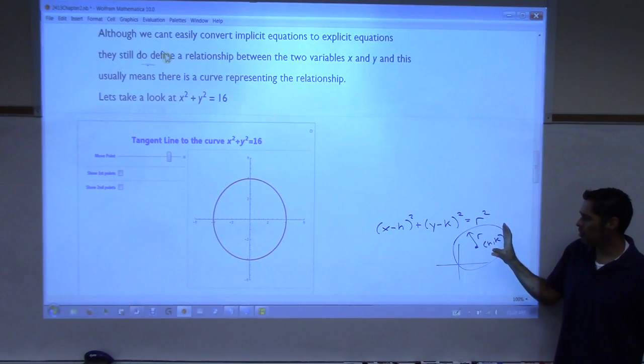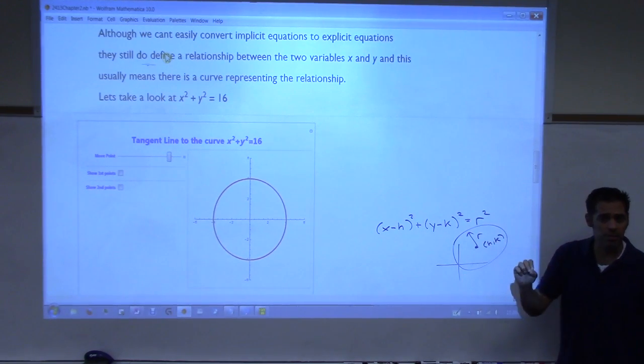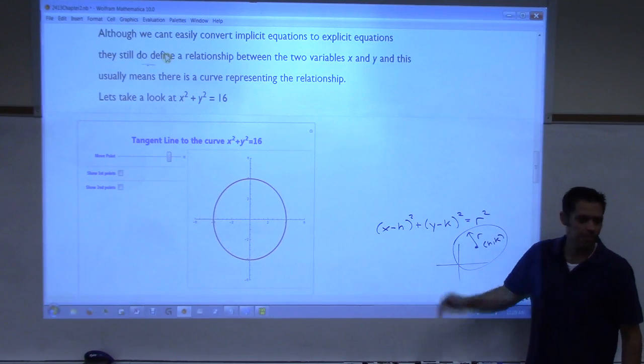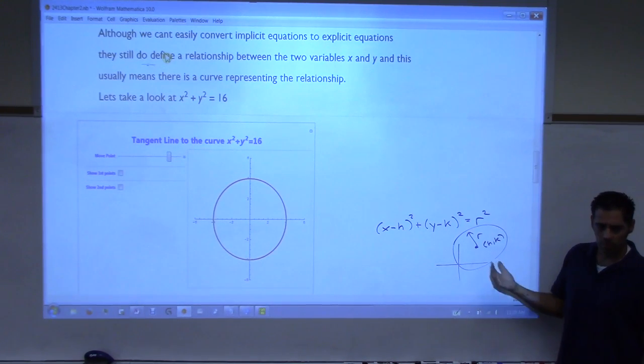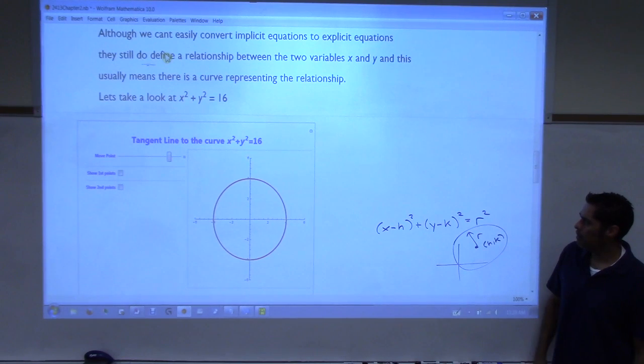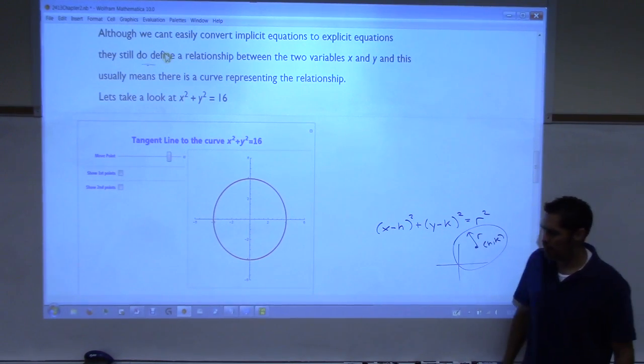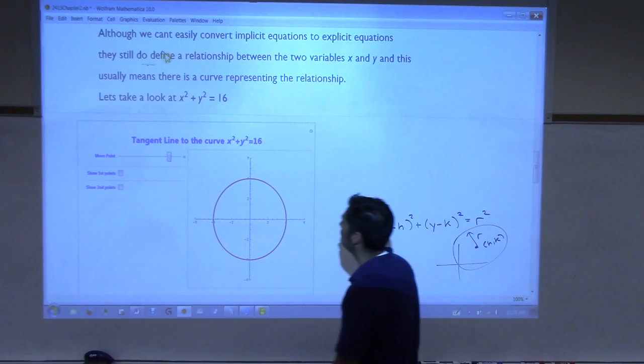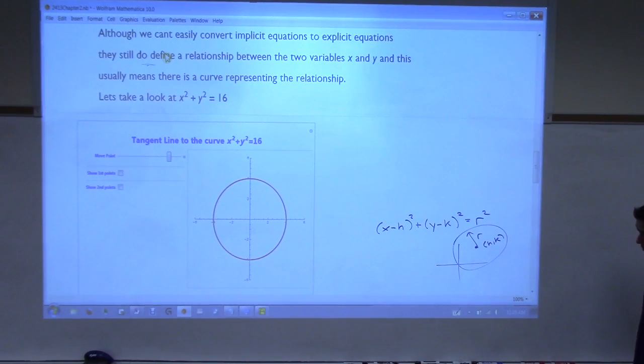Now if you put this circle at the origin, right, the center is 0, 0, then that 0 just becomes x squared plus y squared equals whatever r is squared. So please keep that in mind. It's there. You may need that at some point.